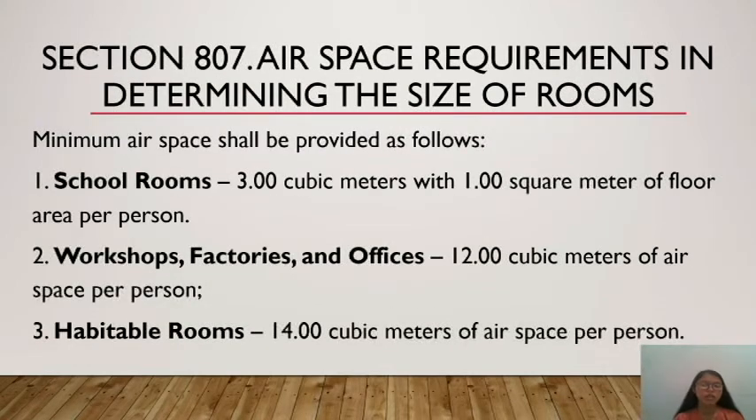And in section 807, airspace requirements in determining the size of rooms. Minimum air space shall be provided as follows. First, the schoolrooms. It should be 3 cubic meters with 1 square meter of floor area per person. For the workshops, factories, and offices, it should be 12 cubic meters of air space per person. And for habitable rooms, it should be 14 cubic meters of air per person.